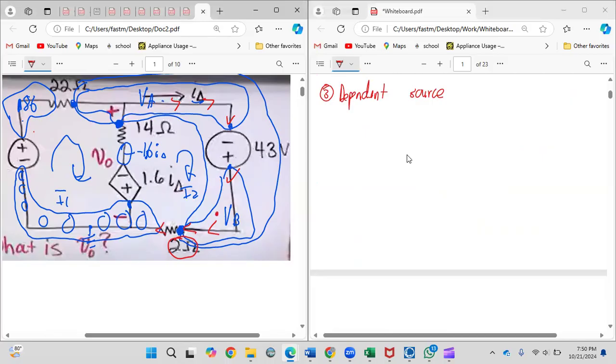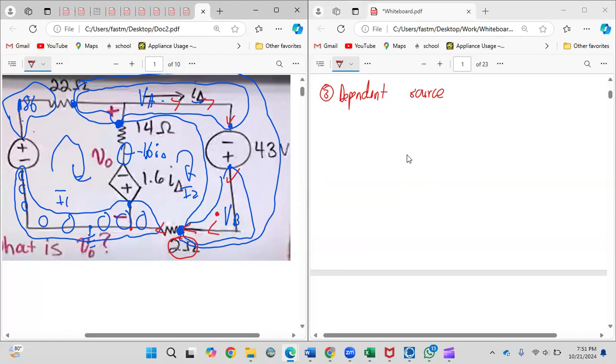VB and 0. We know what 0 is. 0 is 0. But we don't know what VB is. But we know an equation that could give us VB. So tell me if I'm wrong. If I add VA and I add 43, won't I just get what VB is?